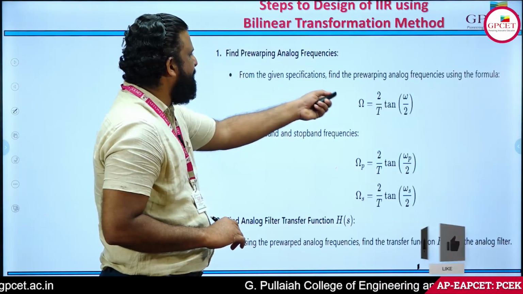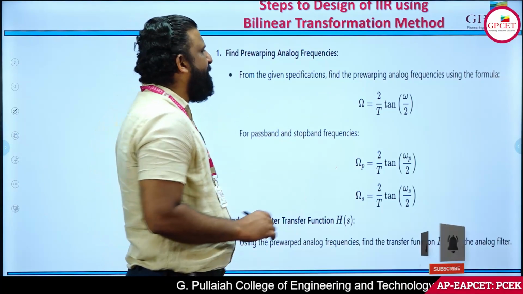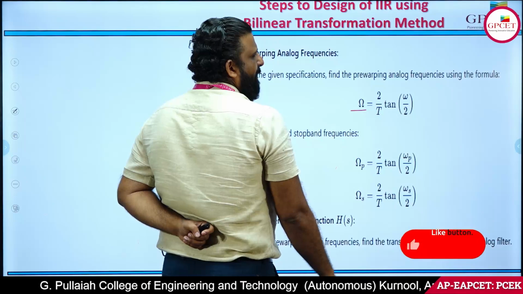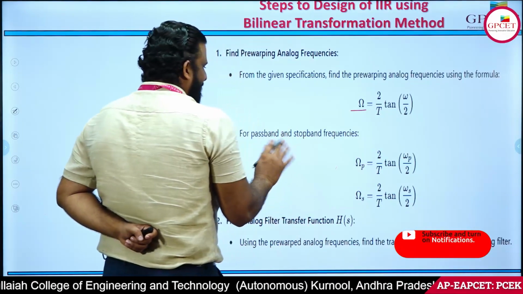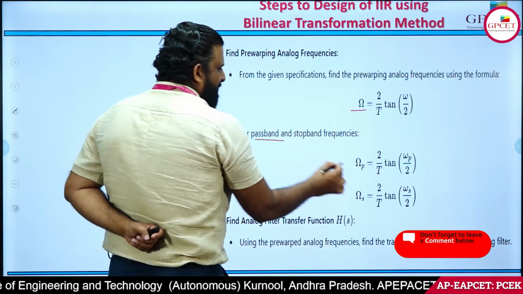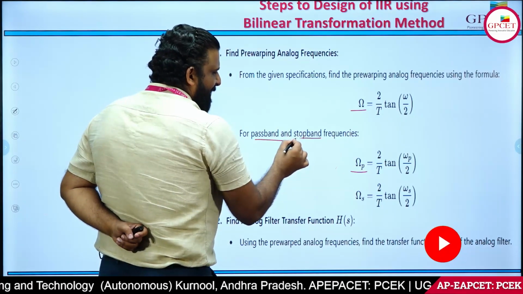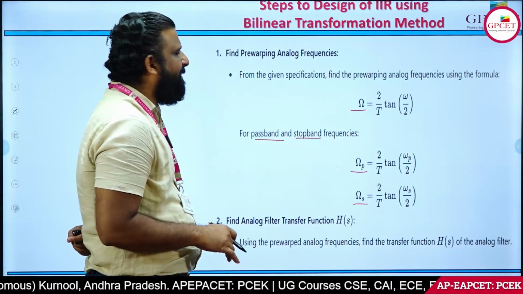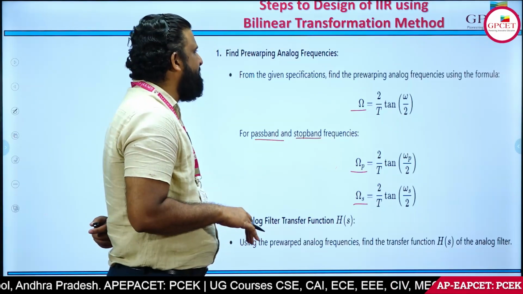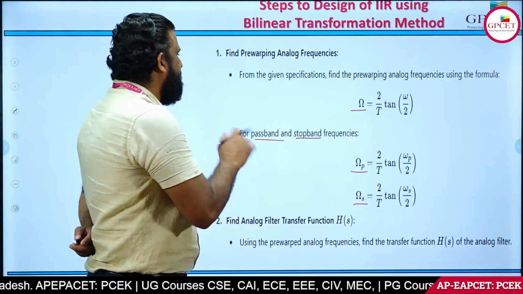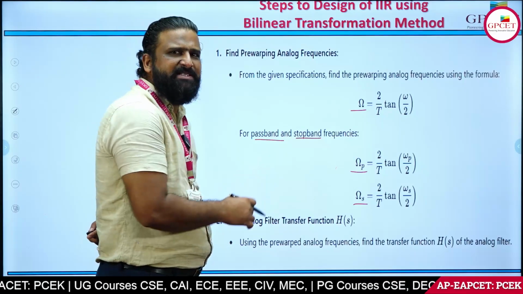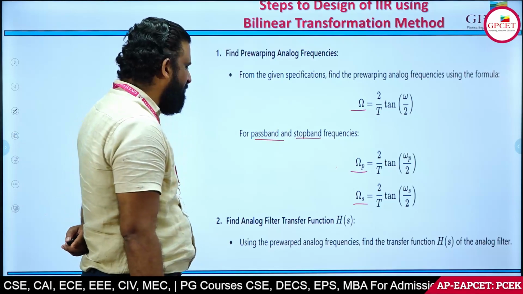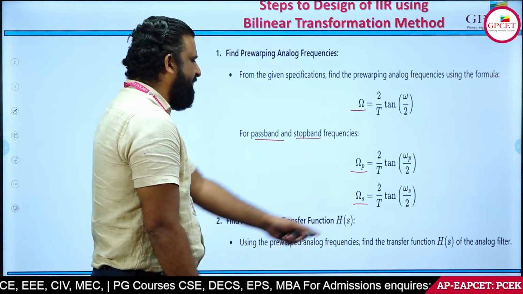First one, we are given some specifications. Find the pre-warping, that is, angular frequencies omega = 2/T tan(omega/2), and we are going to find the two frequencies: one is the passband frequency omega p and the other is the stopband frequency omega s, by using these two formulas. Then we find the analog transfer function of the analog filter H(s).